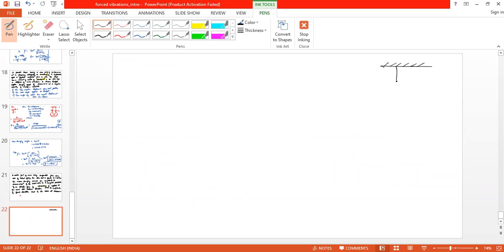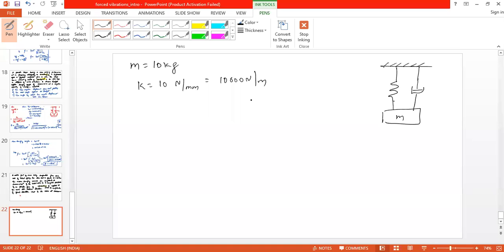Say there is a spring to which the mass is attached at one end and the other end is fixed, and there is a damper. So the mass is 10 kg and the stiffness K is 10 Newton per mm. If for 1 mm it is 10 Newton, then what is the stiffness for 1000 mm? It will become 10,000 Newton per meter.